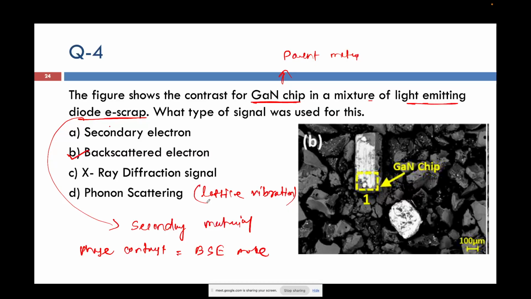X-ray diffraction signal. X-ray will not map your material. Remember, X-ray gives you the phase identification of your material in terms of intensity and position of the intensity, and the secondary electron will always give you topographical information. So the correct answer would be backscattered electron.